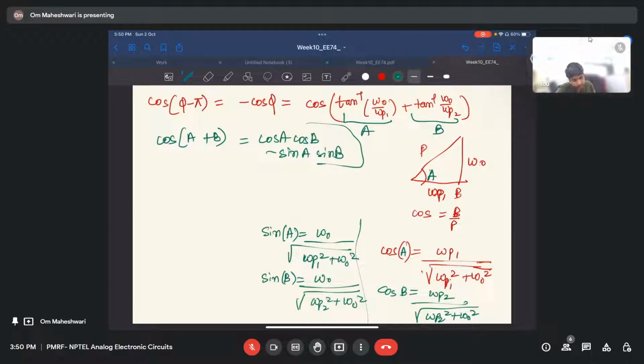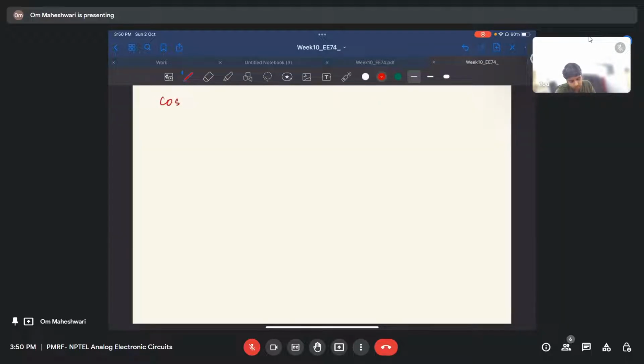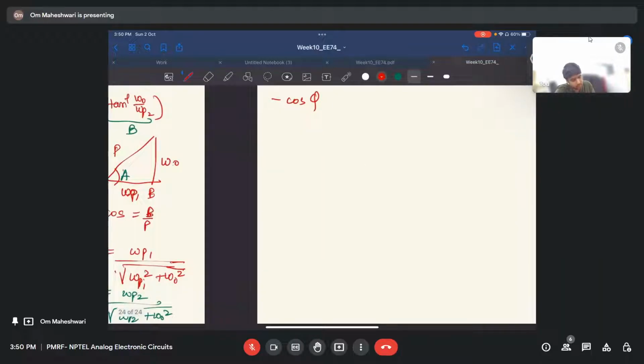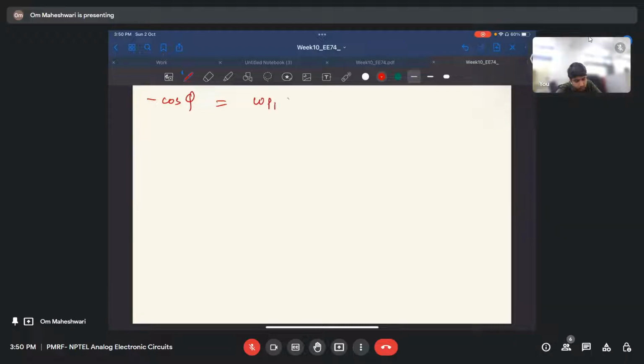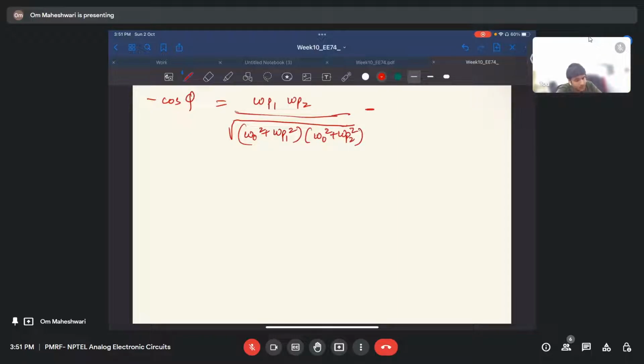So we will now put it in this expression, cos of A plus B, which is cos A cos B minus sin A sin B. If we put it there, we get minus cos phi equals cos A cos B, which is omega p1 omega p2 divided by under root of omega naught square plus omega p1 square times omega naught square plus omega p2 square, minus sin A sin B, which is omega naught square divided by the same under root. Okay, fine.